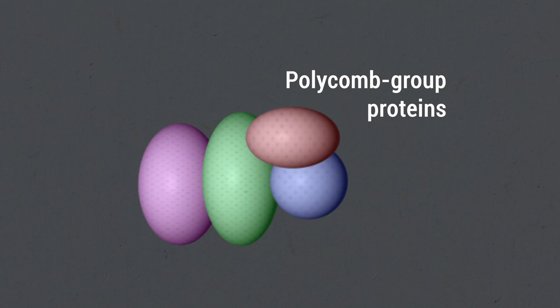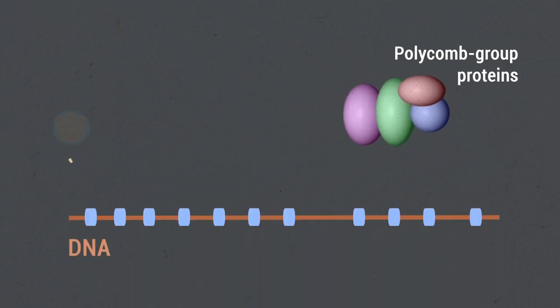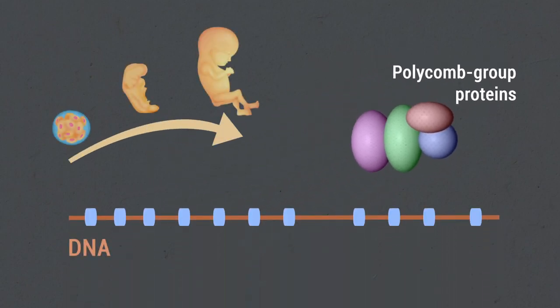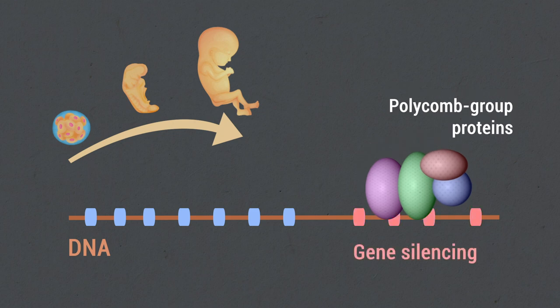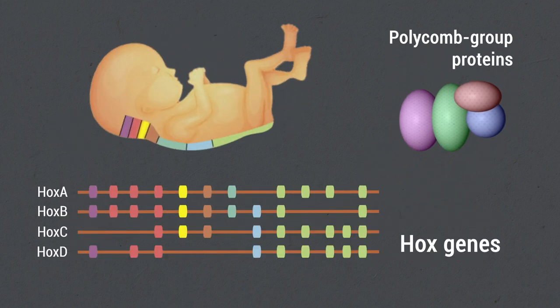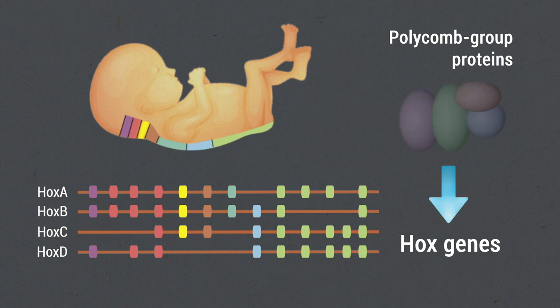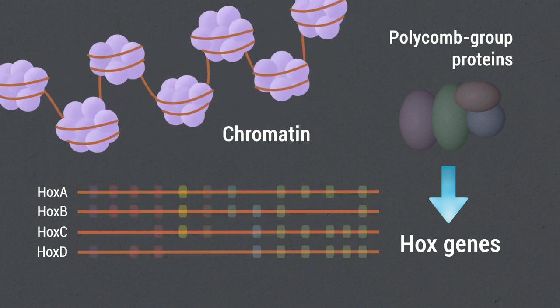Polycomb group proteins are conserved epigenetic components essential for cell differentiation, which maintain gene silencing during development. Hox gene clusters are the best characterized polycomb group targets, and the loss of polycomb group proteins affects both Hox gene expression and chromatin compaction.